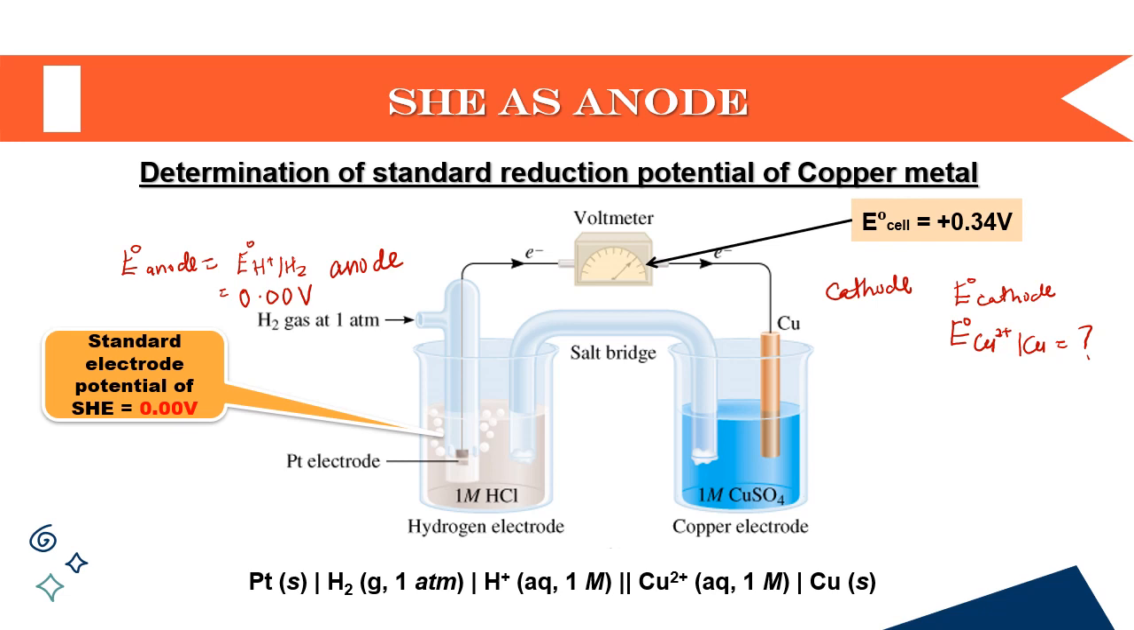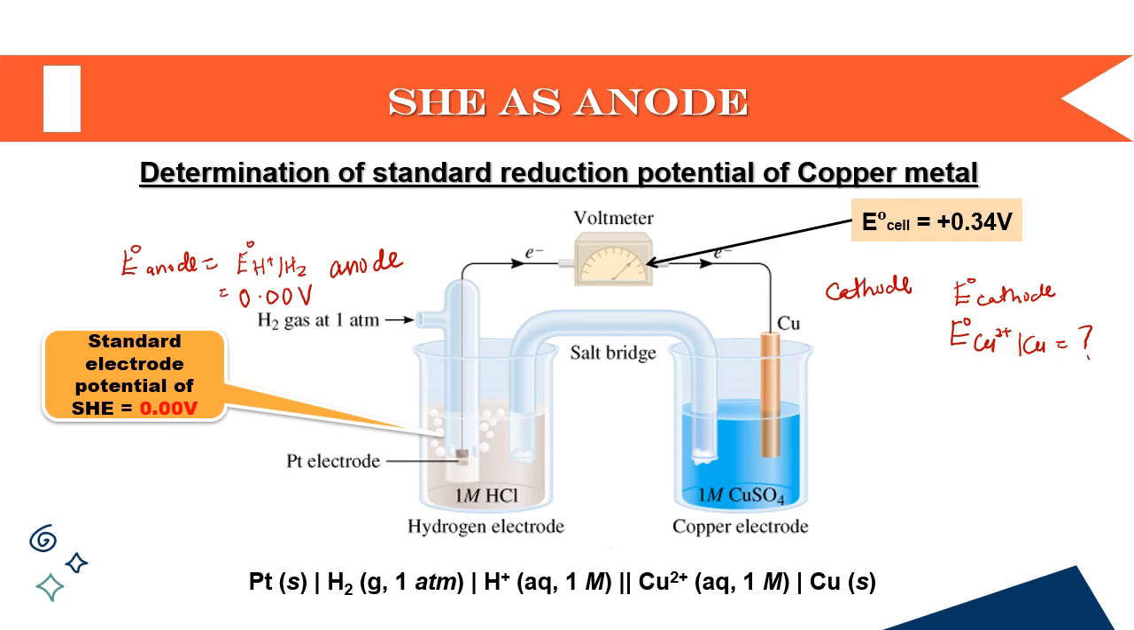Given to you here is the cell notation. If you can see the cell notation over here, platinum solid, and then H2 and H plus is the process of hydrogen gas oxidized to H plus. Why is it oxidized? Because it's at the anode, an oxidation process. And then after the salt bridge on the cathode, copper 2 plus to become copper, a reduction process.